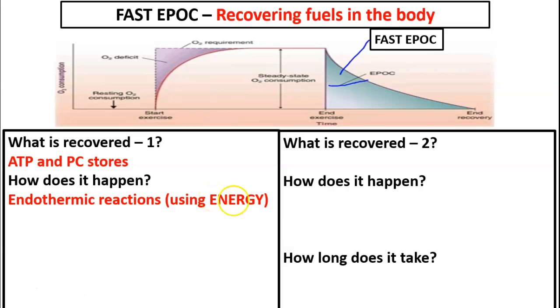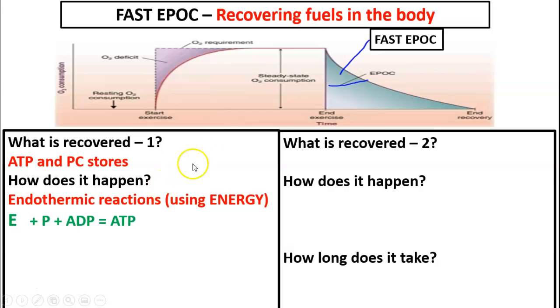So could you add this for me, please? Using energy from the aerobic system. Obviously, when you stop exercise and the intensity lowers and oxygen floods in, that is considered using the aerobic system, because we're using oxygen. So, endothermic reactions using energy from the aerobic system. Now, what we need to know is how specifically energy is used via endothermic reactions to get PC and ATP back. So let's have a look.